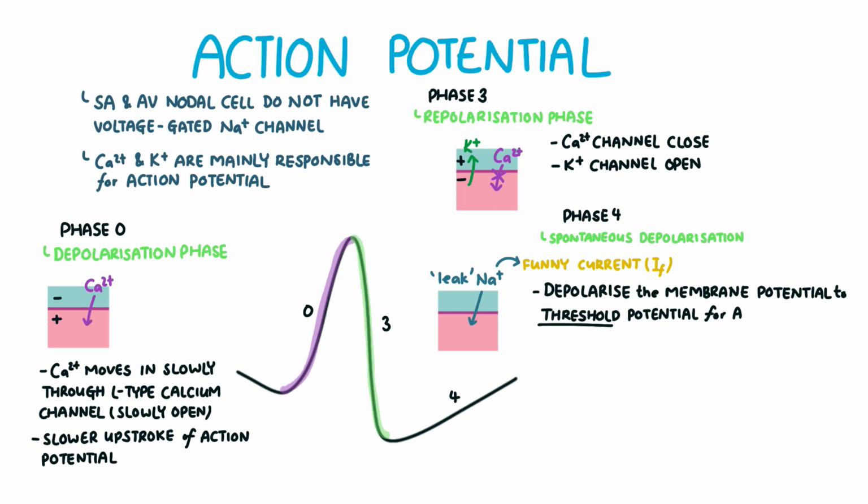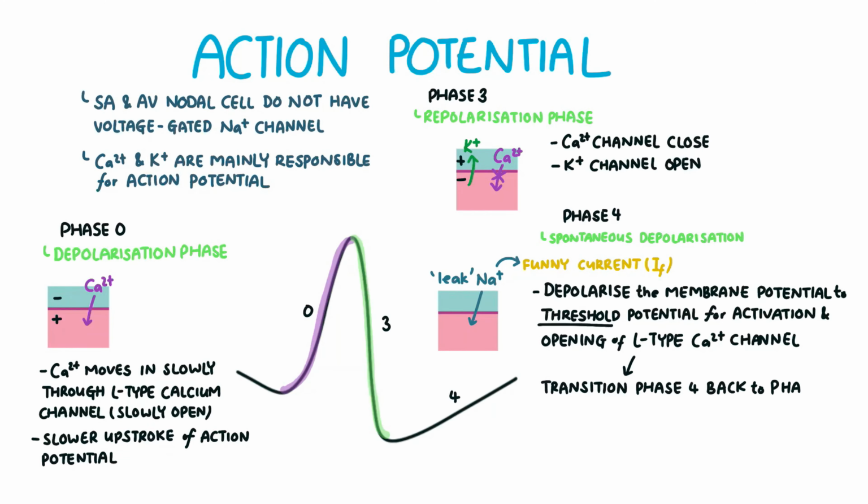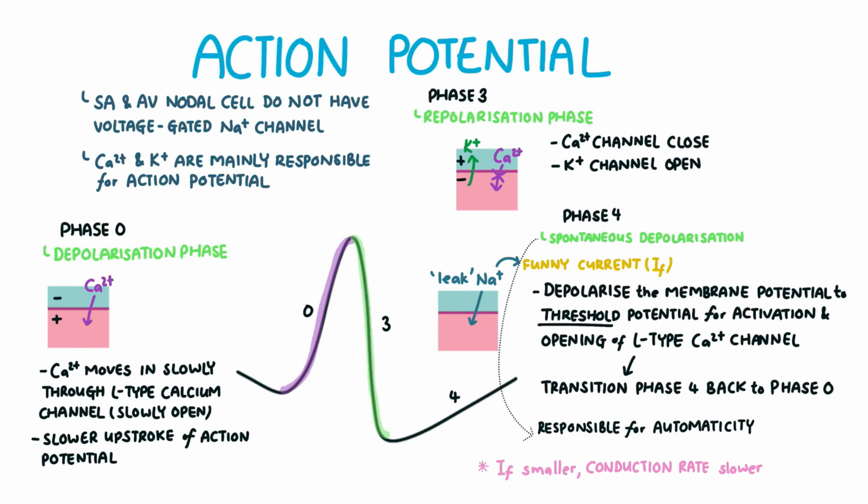Once this threshold is reached, it activates the L-type calcium channels. This is how the SA node makes the transition during phase 4 back to phase 0. This cycle repeats continuously, generating a natural, steady heart rhythm, which is what gives pacemaker cells their automaticity. An extra thing to take note of: the larger the funny current, the faster the conduction rate. The smaller the funny current, the slower the conduction rate.